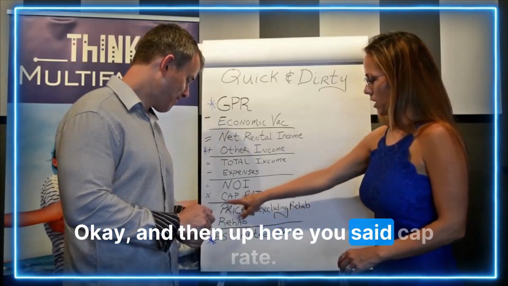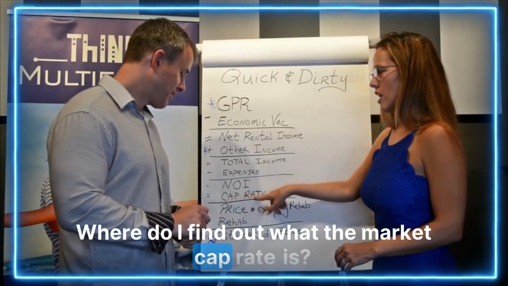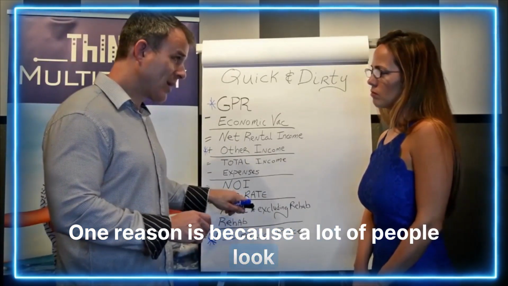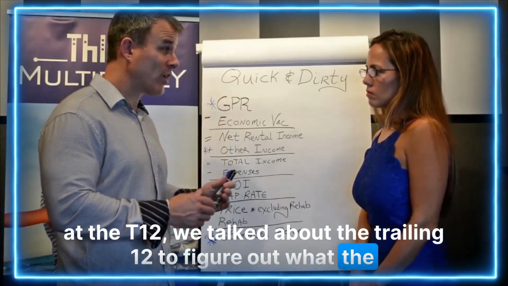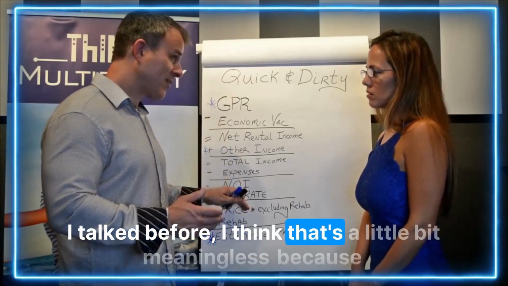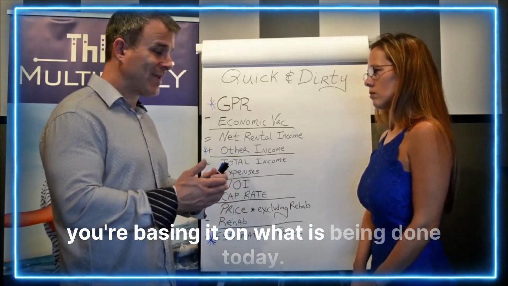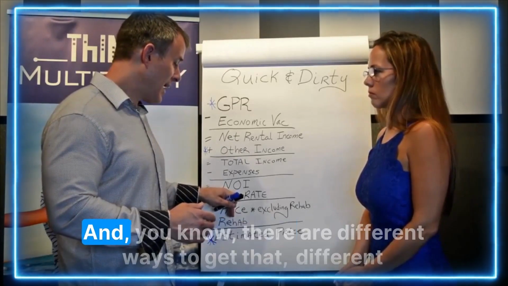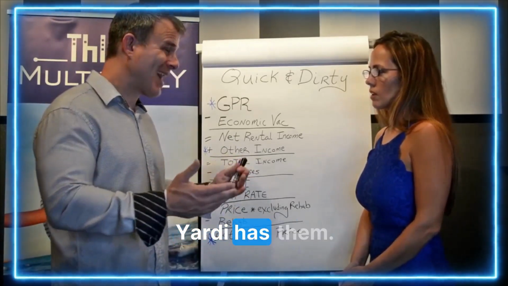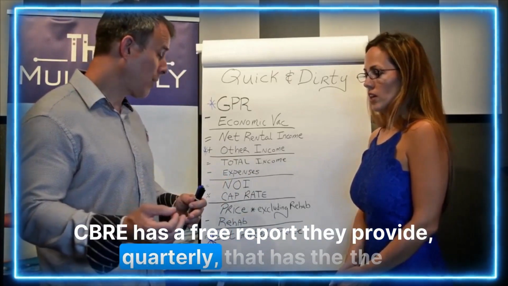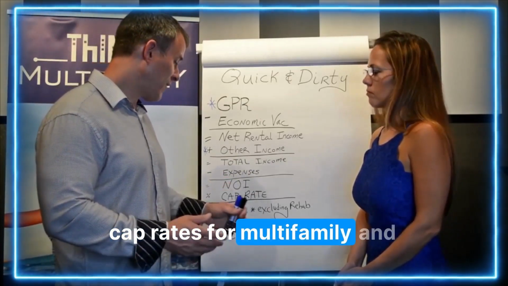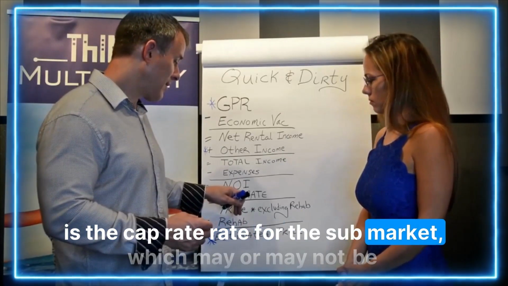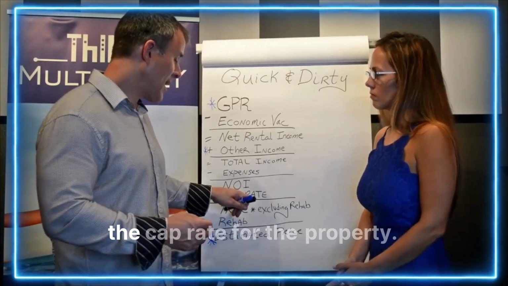Okay, and then up here you said cap rate. Where do I find out what the market cap rate is? So this you have to be careful on. One reason is that a lot of people look at the T12, the trailing 12 we talked about, to figure out what the going-in cap rate is. I think that's a little bit meaningless because you're basing it on what is being done today. What you want to know is the cap rate for the sub-market. There are different ways to get that, different reports. Yardi has them. CBRE has a free report they provide quarterly that has the cap rates for multifamily, office buildings and things like that. But very, very important, this is the cap rate for the sub-market, which may or may not be the cap rate for the property.